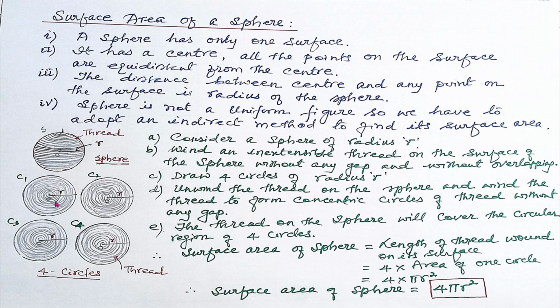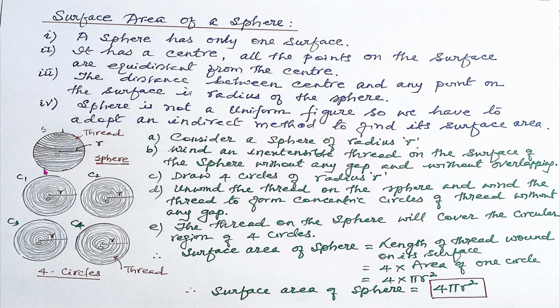Now draw 4 circles, circle C1, C2, C3, C4 of the same radius r. Now unwind the thread which we have wound on the sphere onto the circles. We find that the length of the thread which is wound on the sphere is enough to wind the thread on 4 circles. Again here the thread has to be wound without any gap and without any overlapping. So the thread which is covering the surface area of a sphere is now covering the surface of the 4 circles, that is C1, C2, C3 and C4.